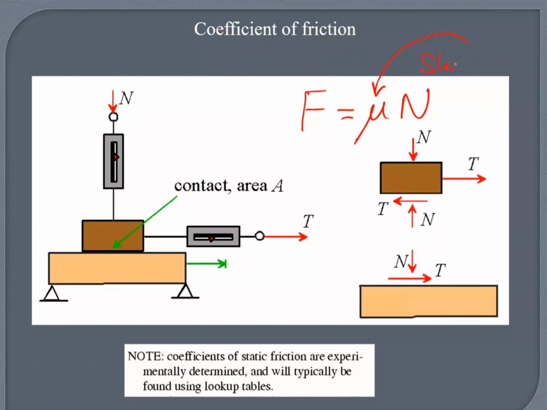Steel on steel and steel on wood have got different coefficients of friction. I showed you a table of different materials.